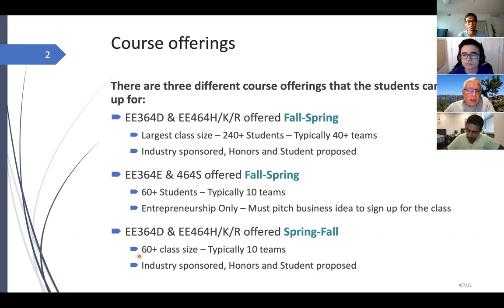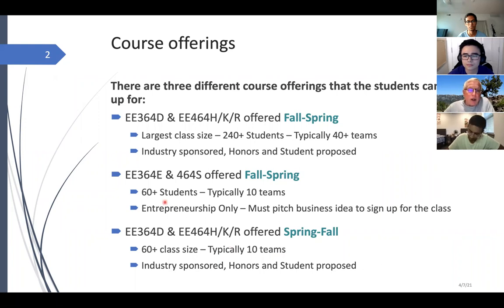And I kind of jumped over something here. I'll get back to it. But our class size is a little over 60. We can typically get around about 10 teams for the 60, about 6 people per team. And these are just the classical senior design that we've had forever.